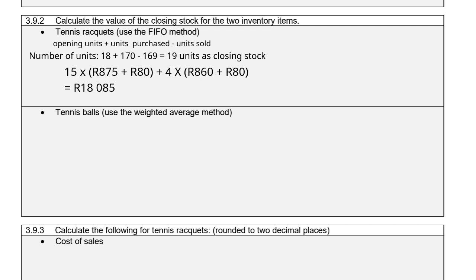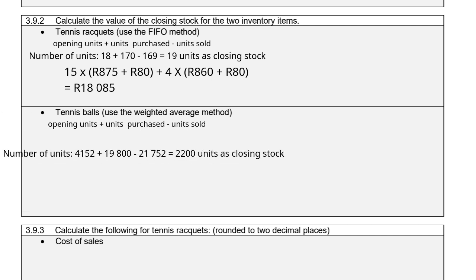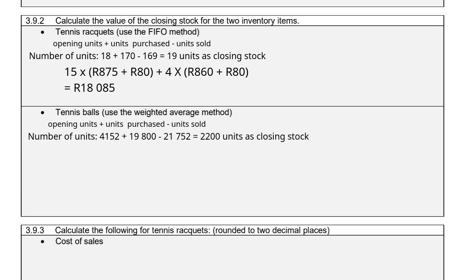For the tennis balls, we use the weighted average method. So firstly, we must calculate the closing units on hand. Now to do that, remember, it's your opening units plus your units that you purchased minus your units that you sold. So if we go back to the information, it is going to be 4,152 units at the beginning plus the 19,800 units that we purchased minus the 21,752 units that we sold. So our closing units on hand will be 2,200 units.